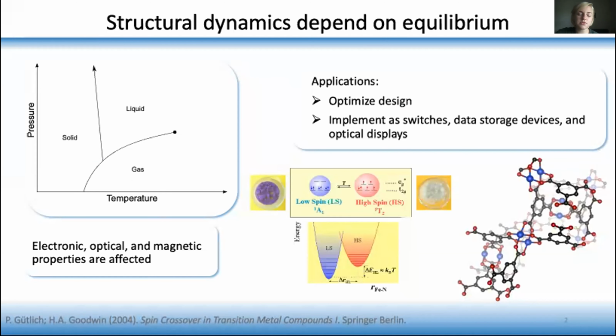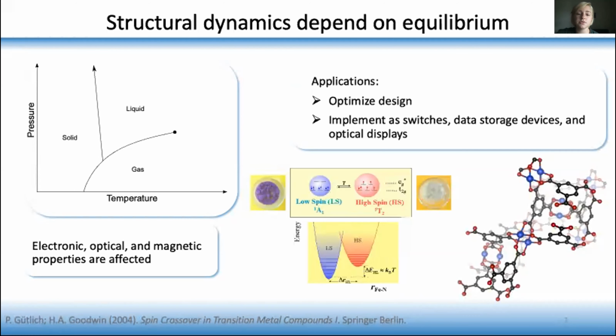So when we think about structural dynamics, the first thing that comes to mind is phase transition. And on the left is a simple phase transition diagram of water. The material responds to its surroundings and equilibrates to become most thermodynamically stable at particular conditions, like a phase change from solid to liquid.